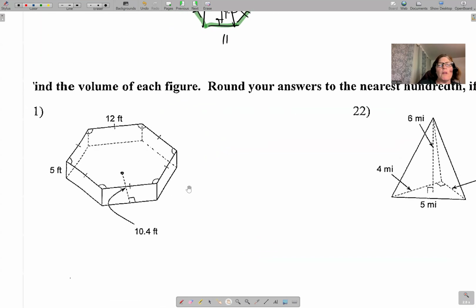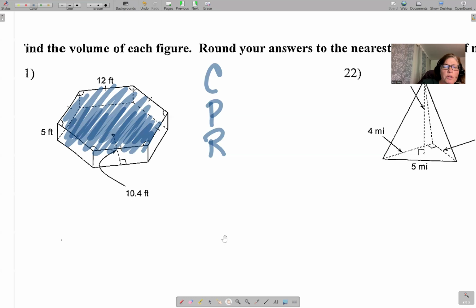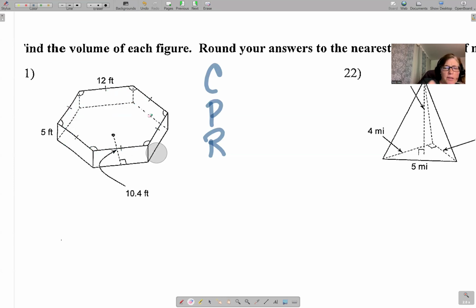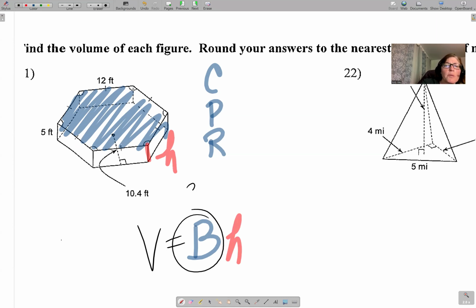Find the volume of each figure. So remember when you do this that the bases for a prism are parallel. They are congruent, parallel, and connected by rectangles. And if it's a prism with two bases, like this one, we know volume is going to equal the area of one base times the height. And then you have to go through the process of asking yourself, what is the shape of the base? Because that could change.